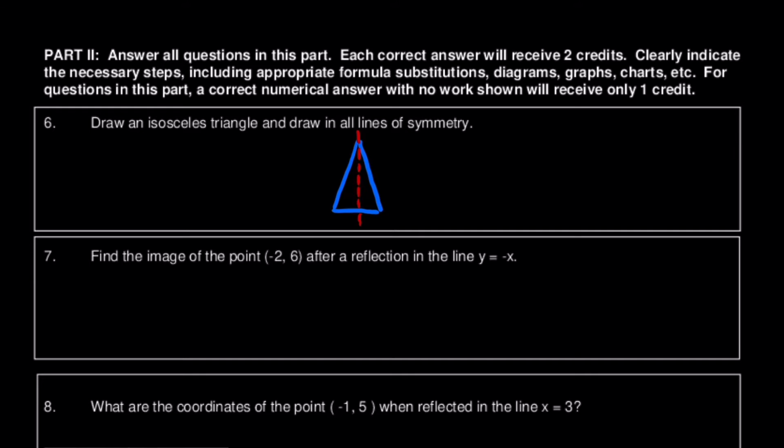Number 7 says find the image of the point, negative 2, 6, after reflection in the line y equals negative x. So again, look at your summary sheet. The rule for reflecting the line y equals negative x is you switch and negate both. So it's negative y, negative x. So the way we apply it, number 1, you switch. And then number 2, you negate. So it ends up being negative 6, 2. Not a lot of work to show if you apply that rule, but make sure you come up with that point.